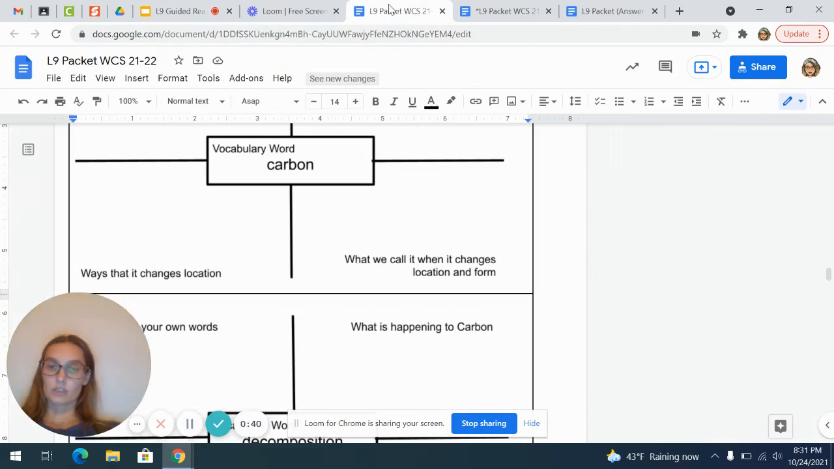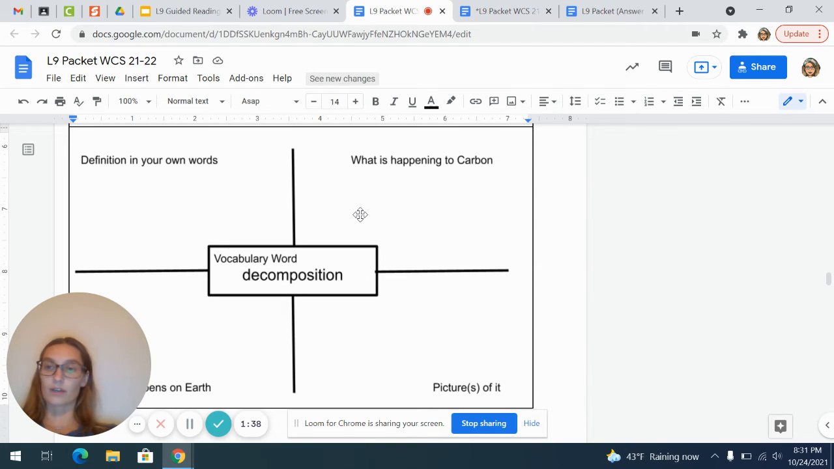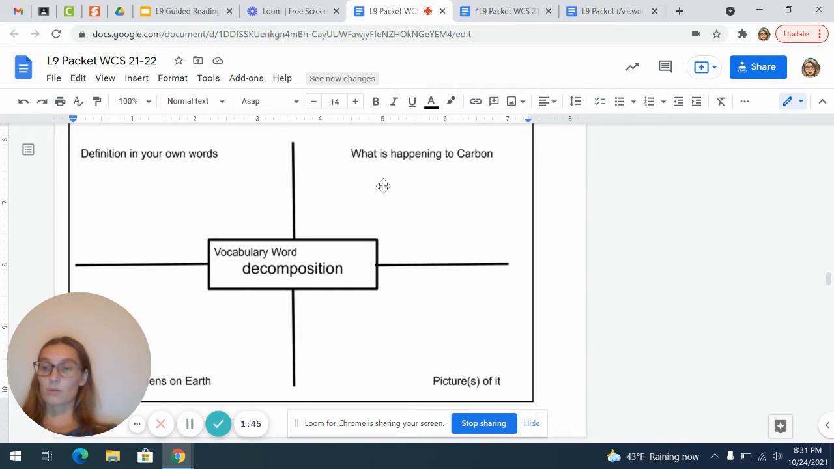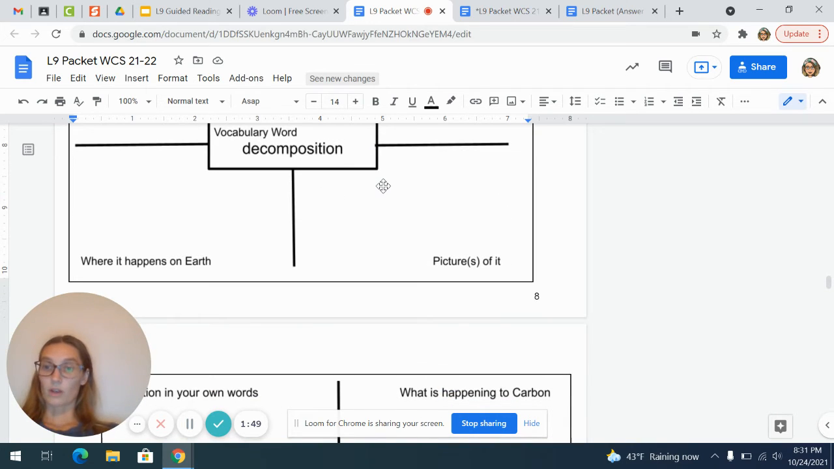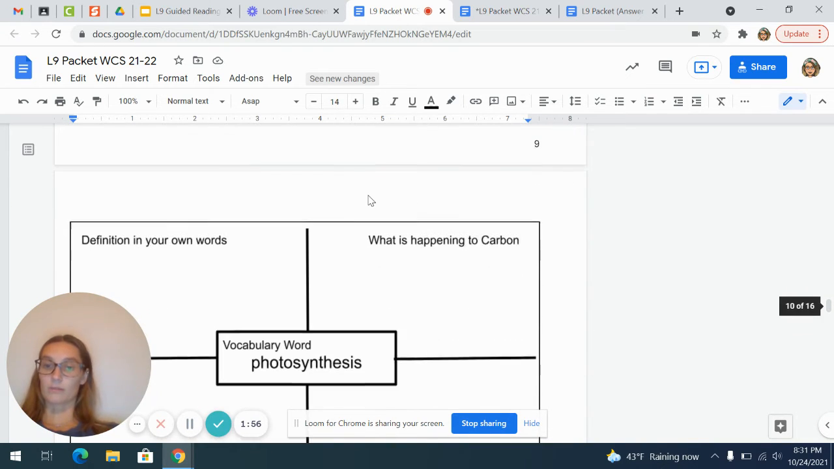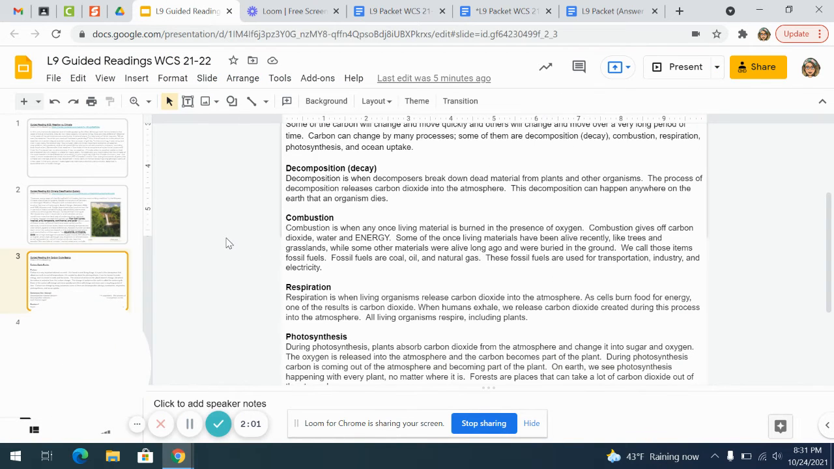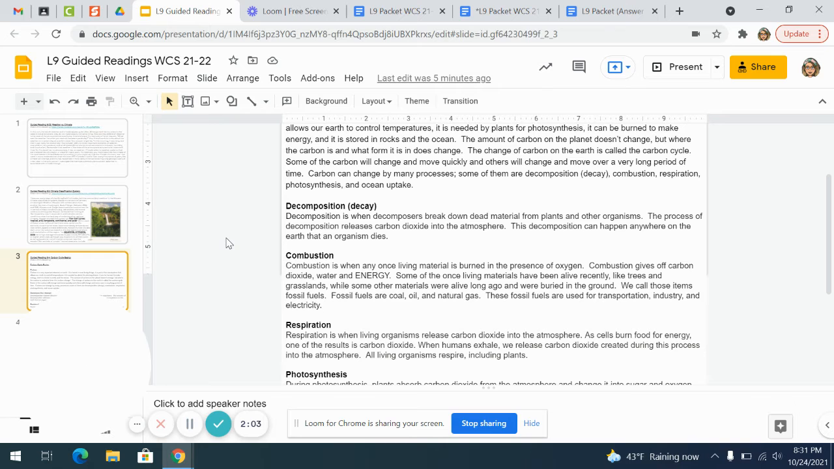Then as you move on in your packet, I'm going to show you here through the rest of our words. You will be answering the same questions for the rest of the Frayer models. So in the Frayer model, you'll do the definition in your own words, what is happening to carbon during the cycle of decomposition or other things like that, where it happens on Earth, and then pictures of it. So again, for the rest of the words that you're going to be reading about, you'll answer the same questions for those Frayer models. So moving on to decomposition or decaying.